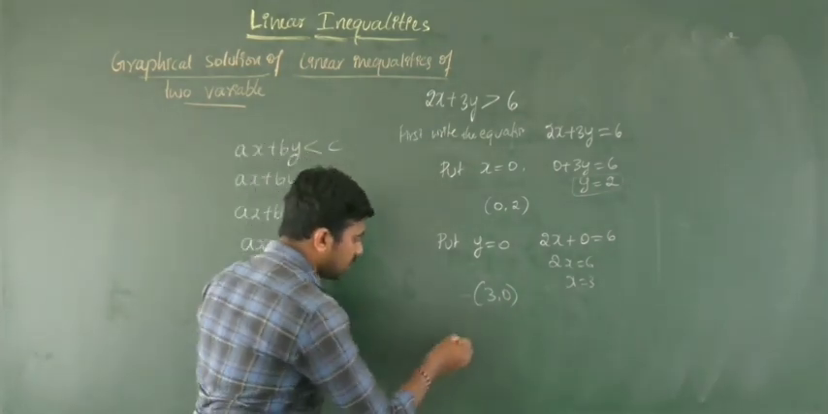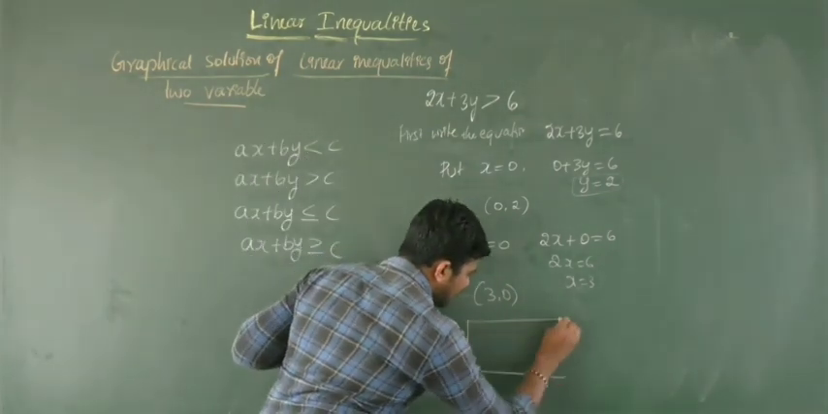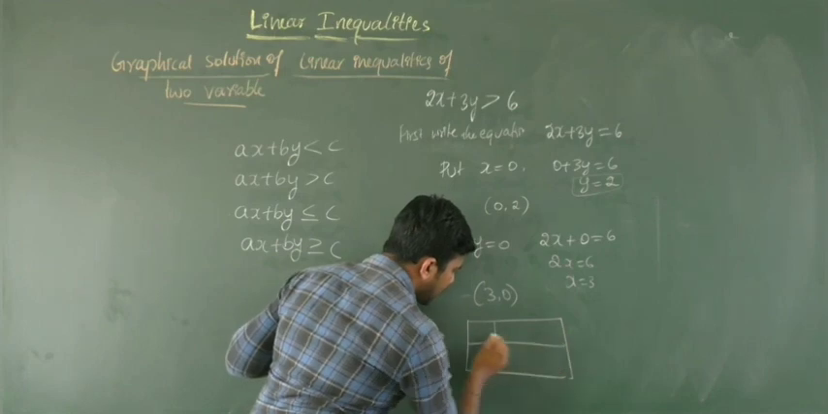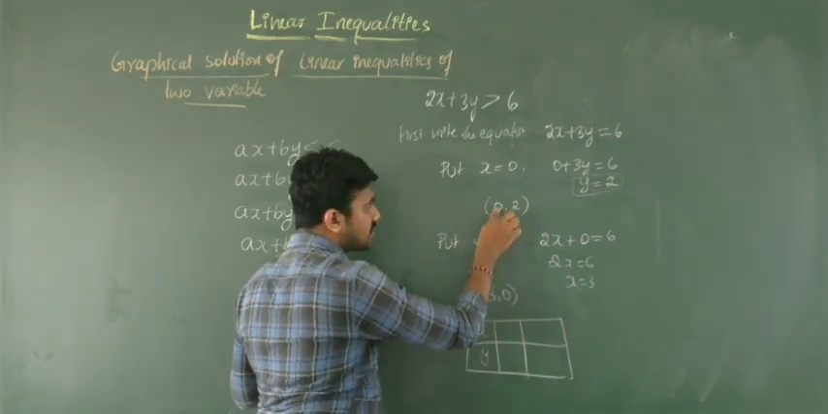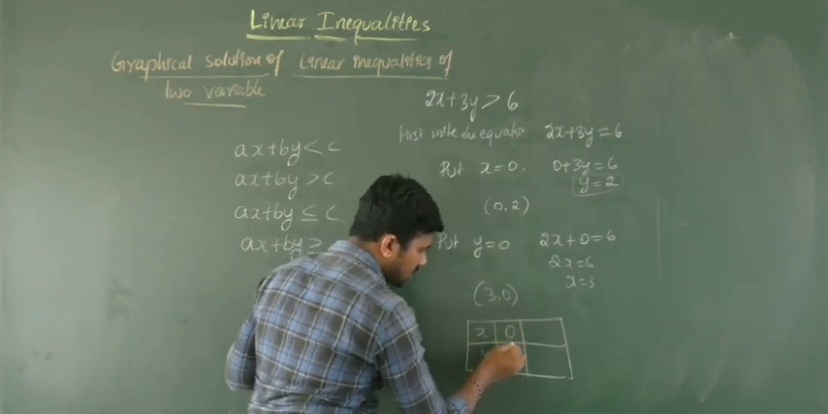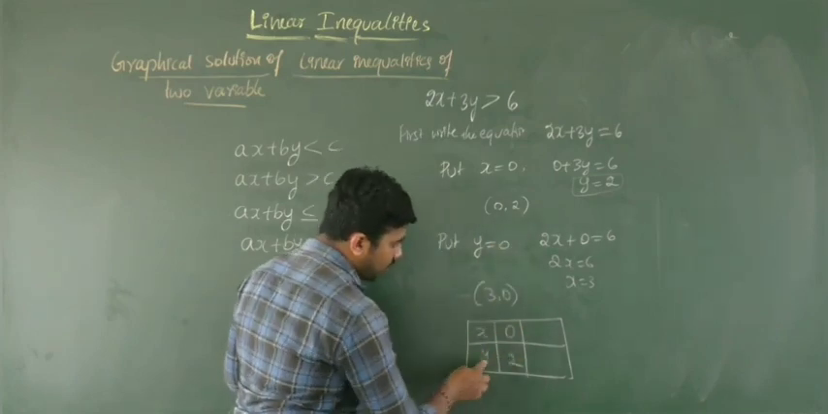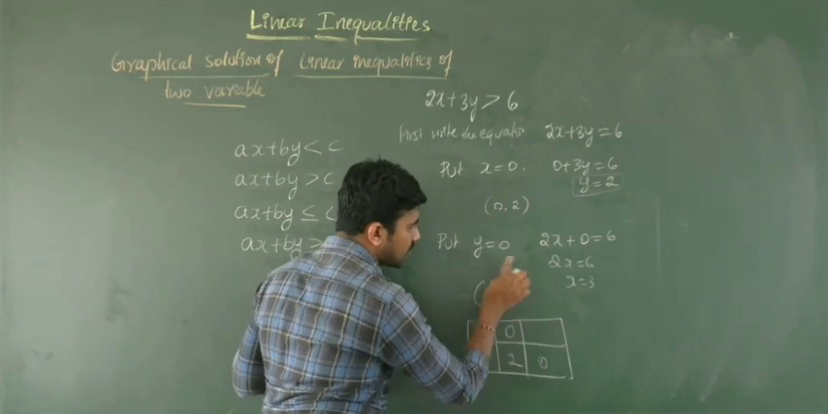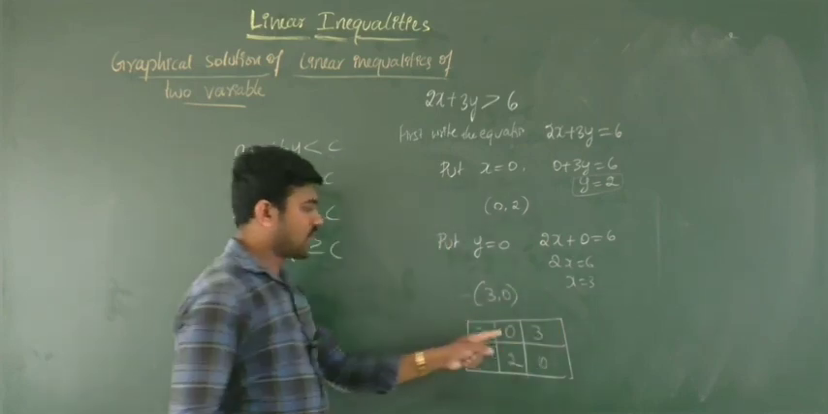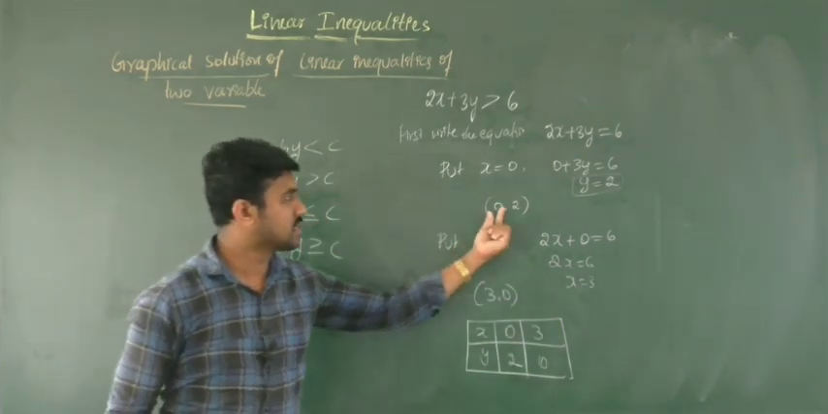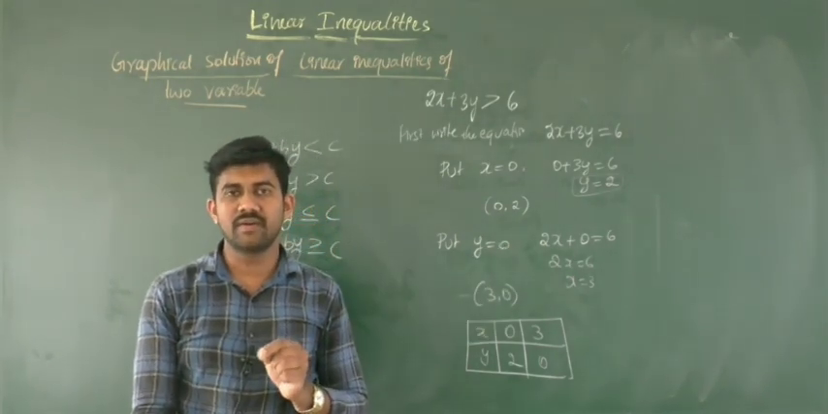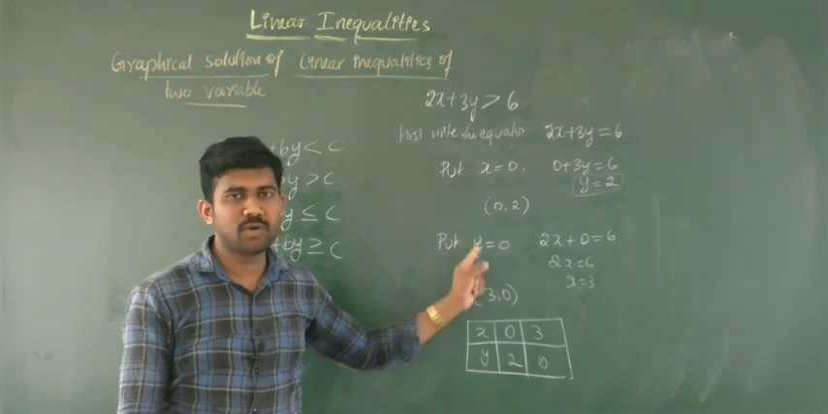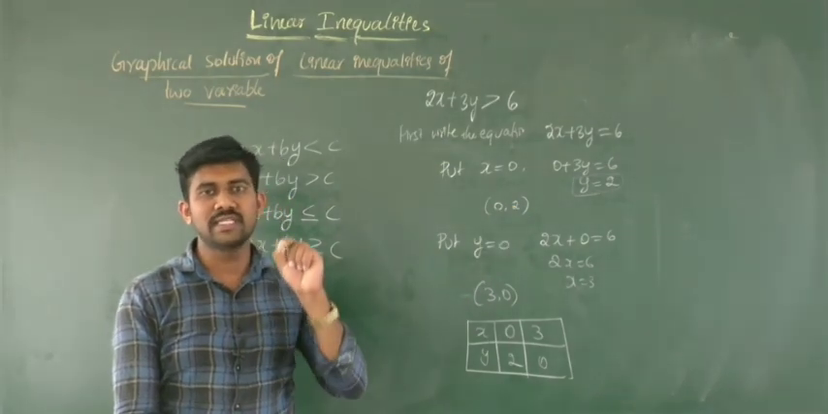Or we can write that in a table. Write the variables x and y. When x is 0, y is 2. When y is 0, x is 3. You got 2 points, that is (0, 2) and (3, 0), which lie on the line. If you join these 2 points, you will get a line.